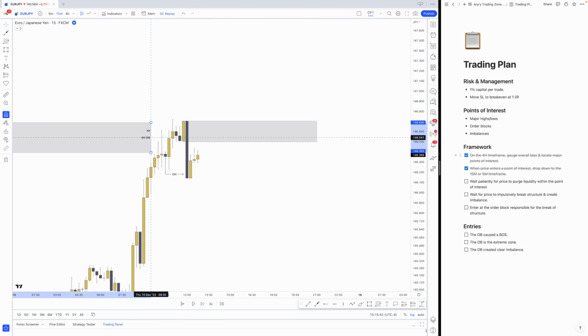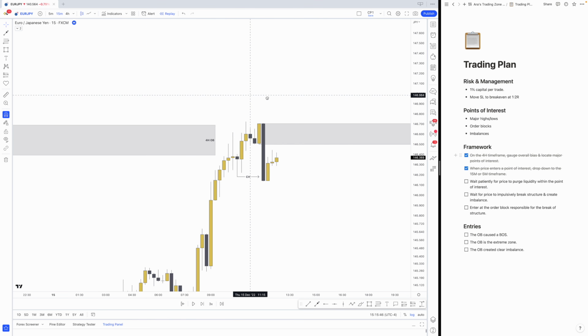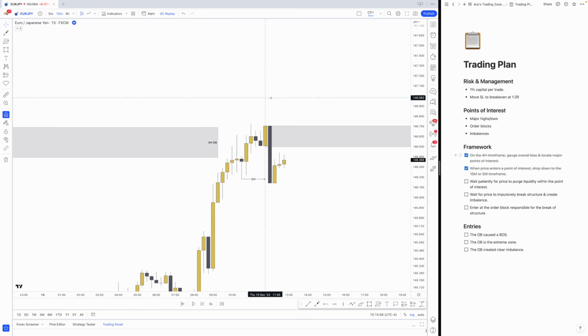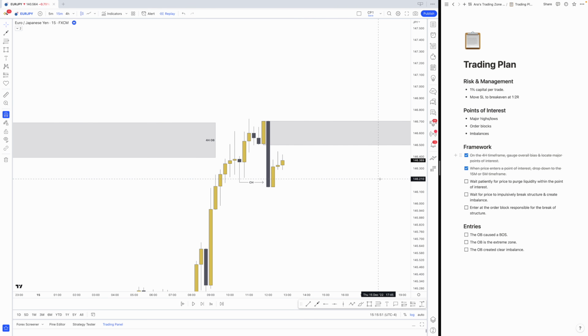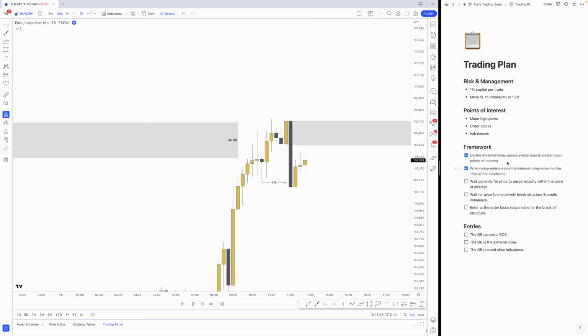Let me get this 4-hour order block out of the way so we can focus on current price action. So let's go through the checklist before we get too ahead of ourselves here to make sure that everything in this trading idea fits the criteria of our trading plan. So we've located the 4-hour point of interest. Price has entered that point of interest, and we're now on the lower time frame. The next step is to wait patiently for price to purge liquidity within the point of interest.